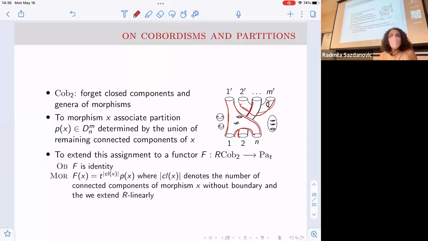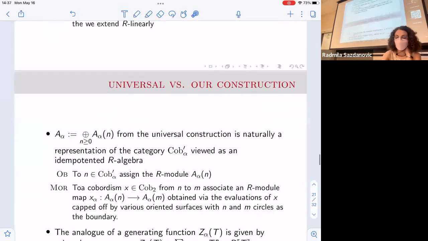But what I want to do is extend this pictorial relation to a functor between categories. In order to do that, on objects, it's just the identity. And then on morphisms, what do we have to do? We have to take into account this CL of X, which is just the number of closed components that we have here. In this case, that's 3. So then we're going to have T raised to that number. And then we just take this partition that I've just described above. And of course, everything is extended to linear combinations.